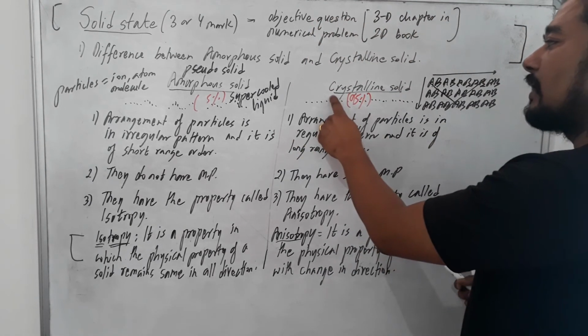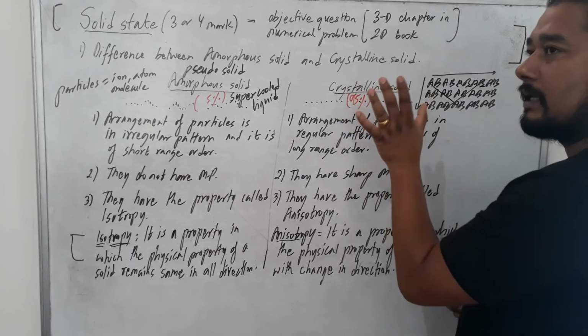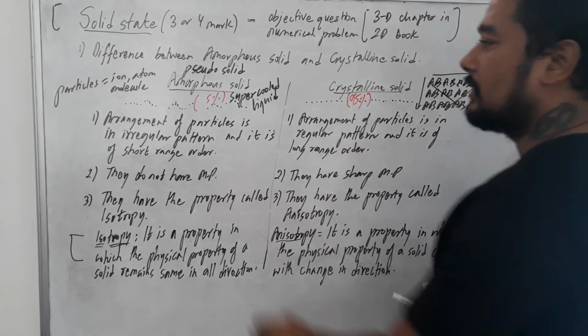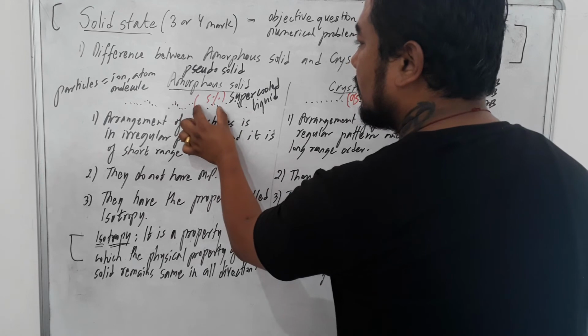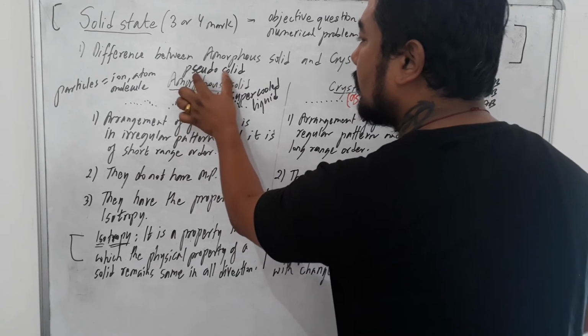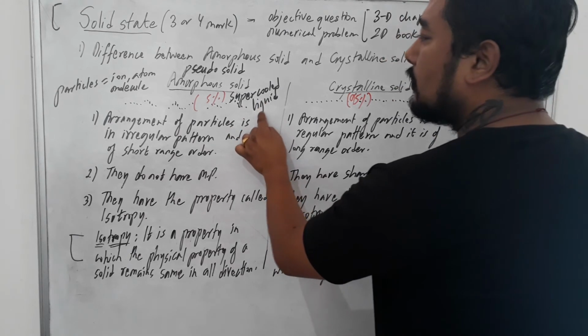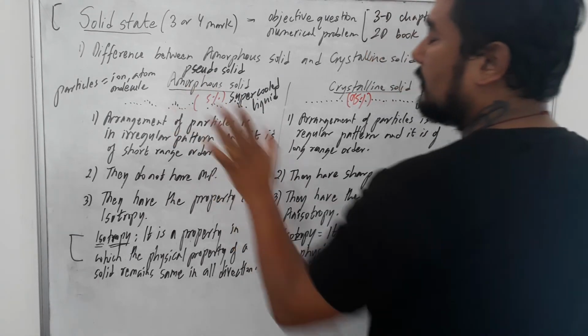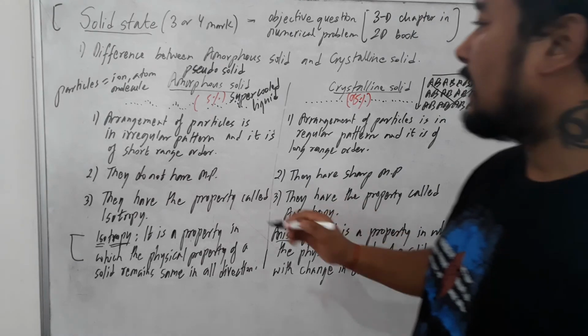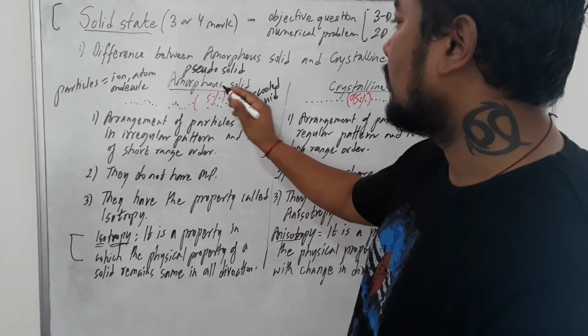Crystalline solid has only one name, and that is crystalline solid. That's it, and we need to learn 95% about it. Amorphous solid we learn 5%. It has two other names: pseudo solid, meaning false solid, or supercooled liquid. So supercooled liquid, pseudo solid, false solid, amorphous solid all mean the same. And do remember one example of this kind of solid.